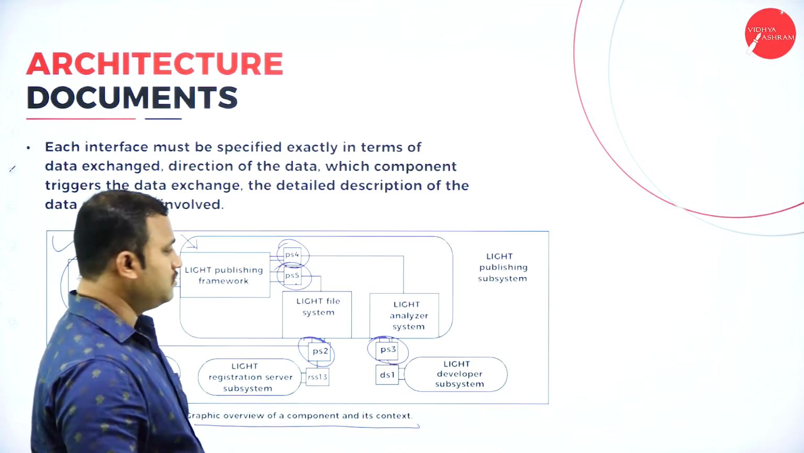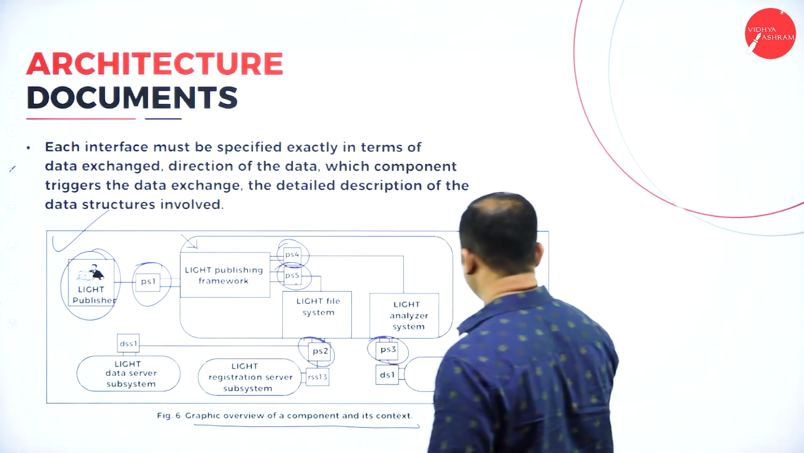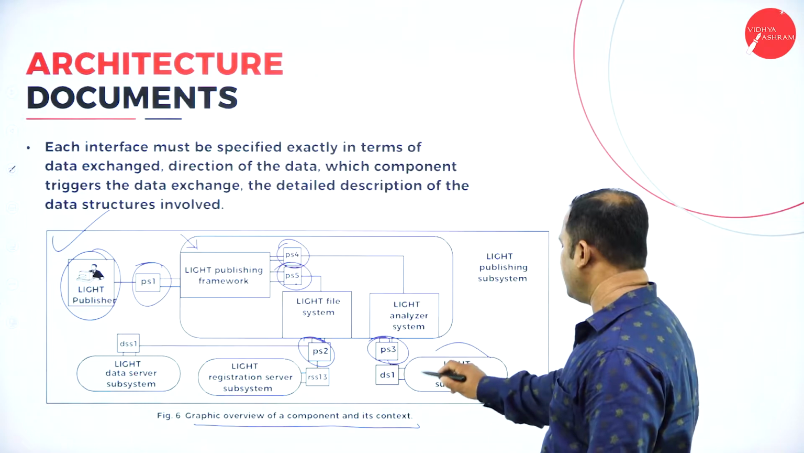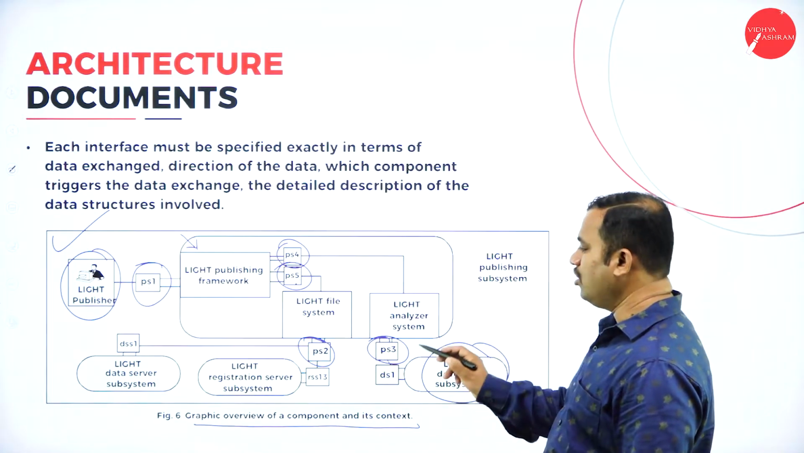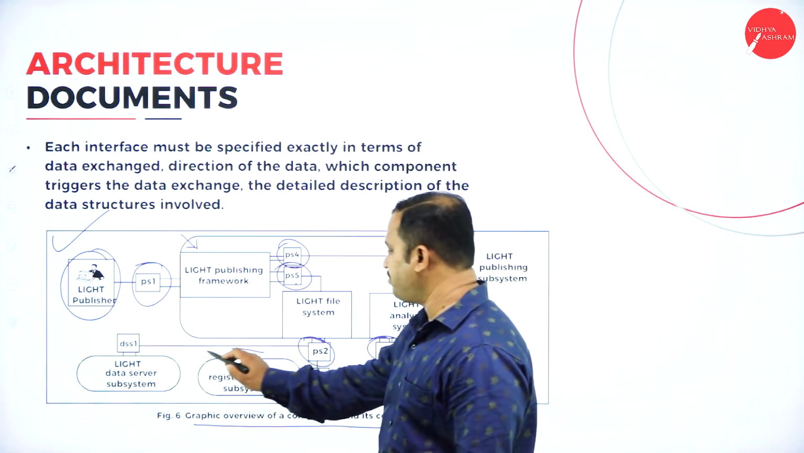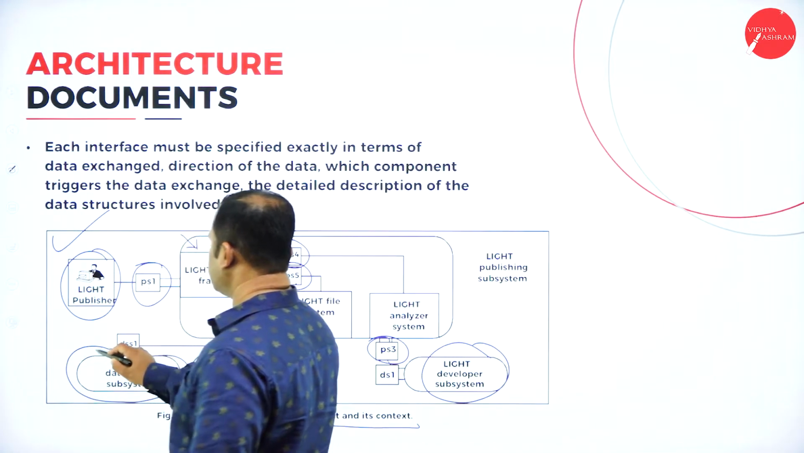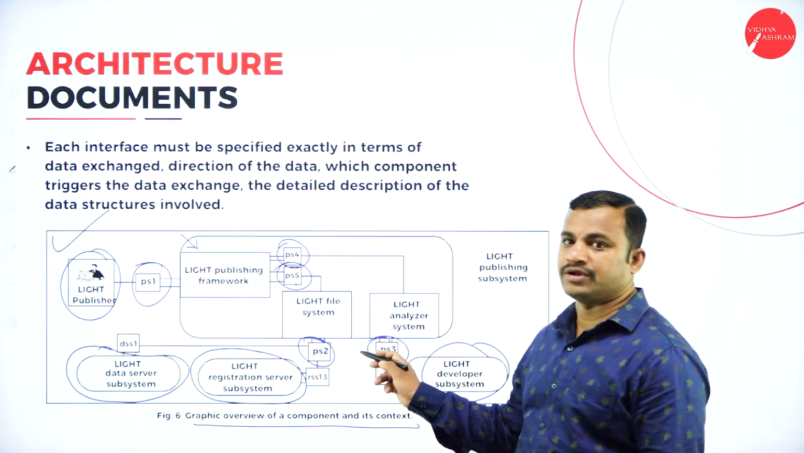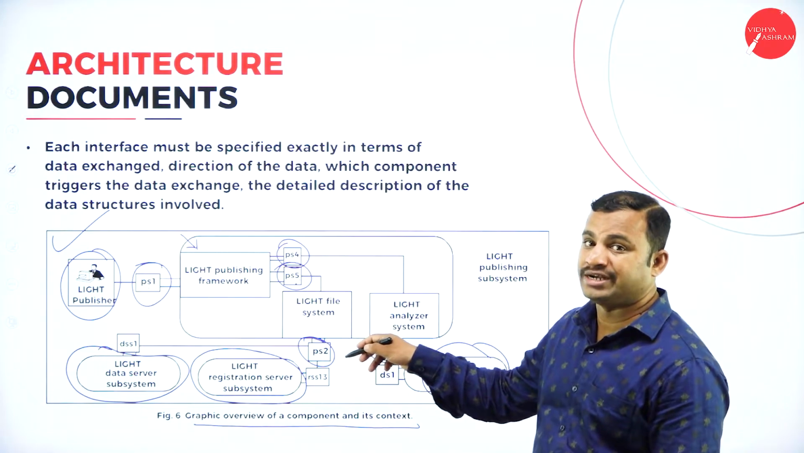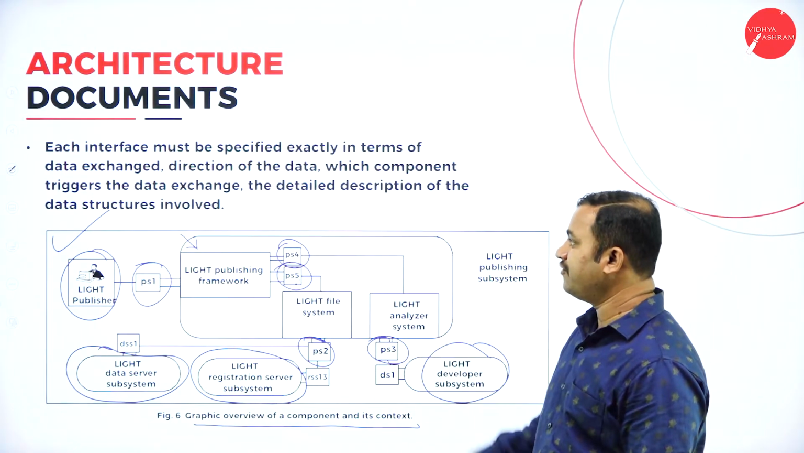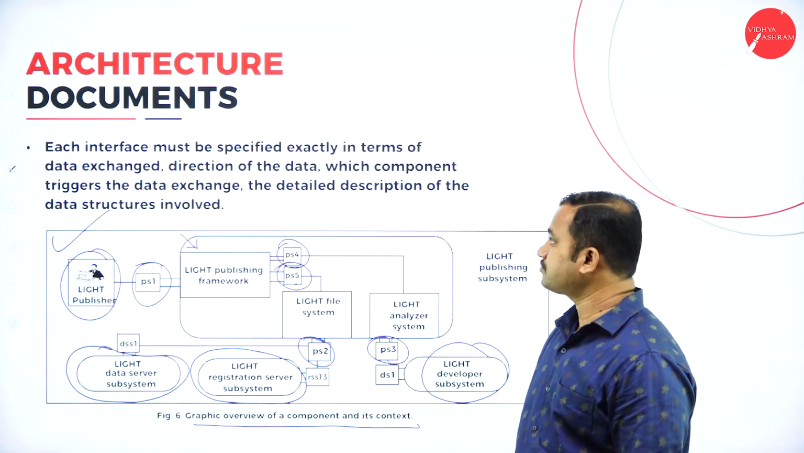We have the state diagram here. We have the light developer subsystem here. All these oval shapes indicate the subsystems, and these subsystems are associated with the publisher one. That means the documents associated with it are identified in the form of this.